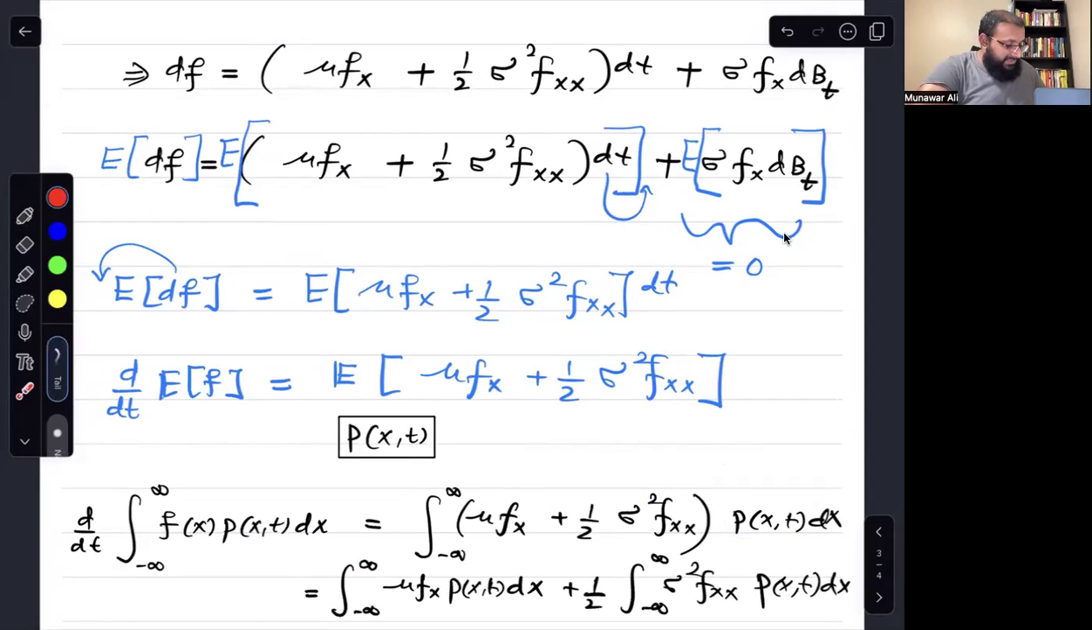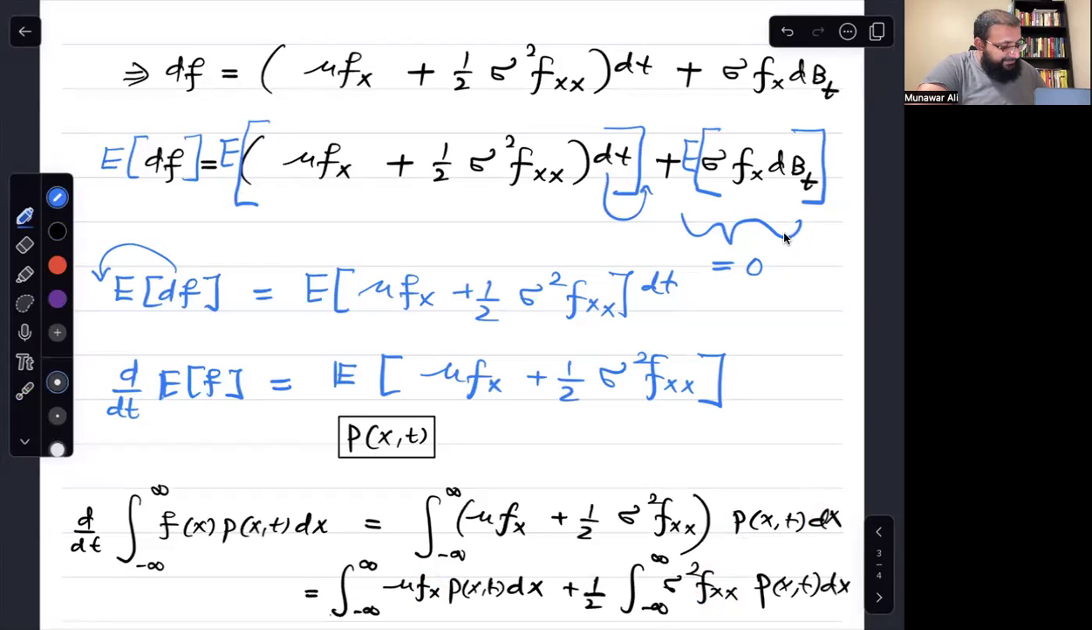Now what I will do, I want this f_x to be converted into f only with no derivatives, and I want this f_xx to be converted into f with no derivatives. And obviously, to solve all these things, I will apply what we call integration by parts, and that's something that comes from very basic mathematics.